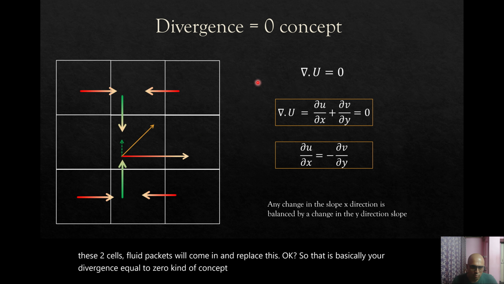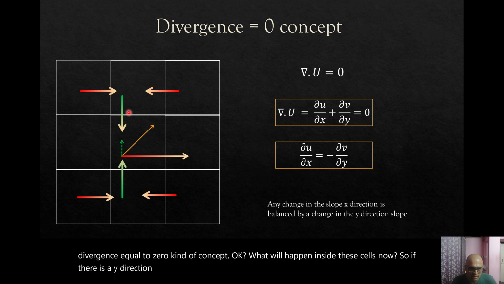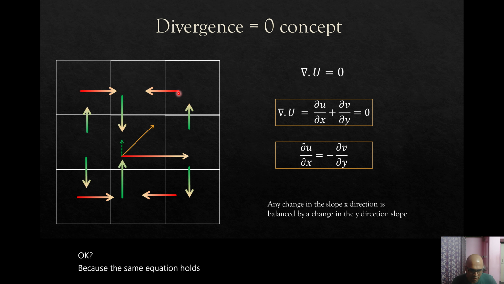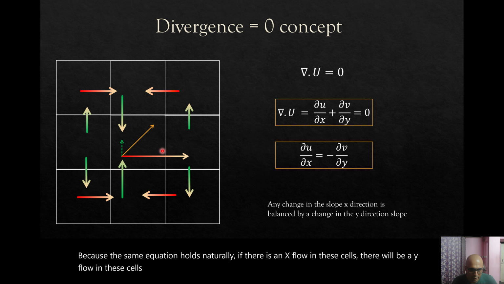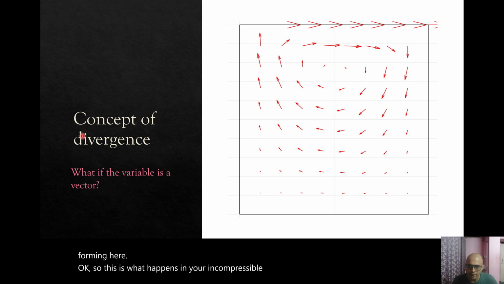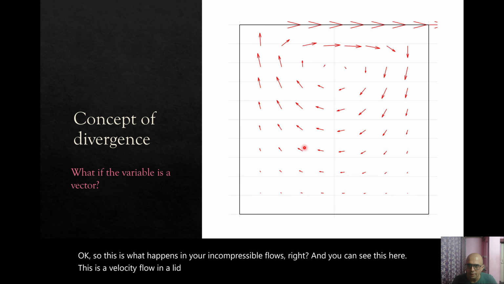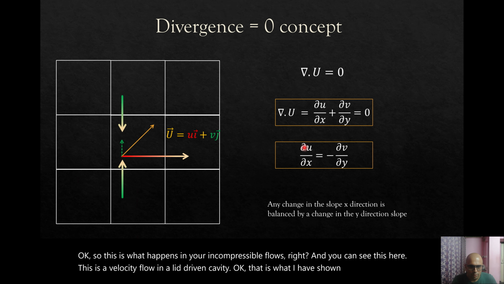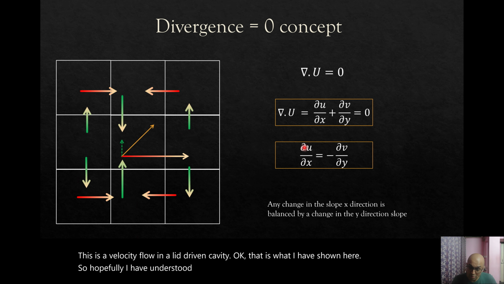Okay, what will happen inside these cells now? If there is a y direction flow from these cells, there will be an x direction flow from these cells, because the same equation holds. Naturally, if there is an x flow in these cells, there will be a y flow in these cells. Okay, so now you can look at this as vortices. A nice vortex is forming here. So this is what happens in your incompressible flows, right? And you can see this here. This is a velocity flow in a lid driven cavity. That is what I have shown here. So hopefully I have explained the divergence equal to 0 condition.